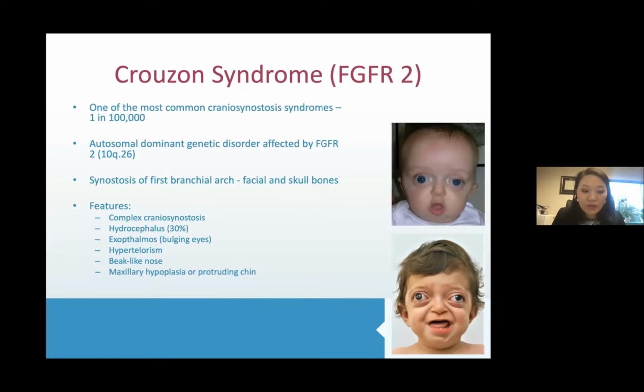And the features include complex craniosynostosis, so multisutural craniosynostosis, hydrocephalus in about 30% of the population, bulging eyes or exophthalmos, hypertelorism, as you can see, wide spacing of the eyes, a beak-like nose, and then maxillary hypoplasia, and then a protruding chin. So very, very common and very stereotypical facial features in addition to the craniosynostosis and hydrocephalus that you will be able to see in the central nervous system.